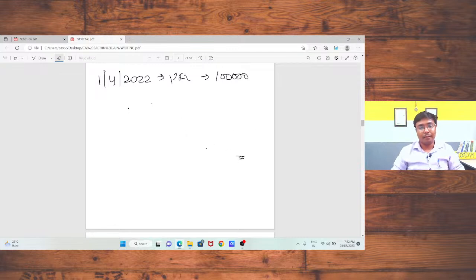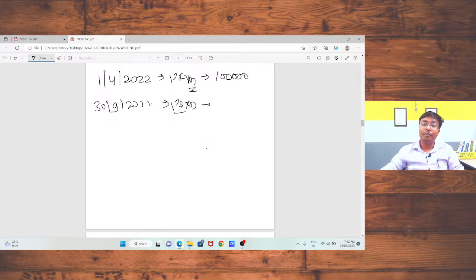So I bought a plant and machinery for 1 lakh rupees on 1st April 2022, and on 30th September 2022 I am going to sell that plant and machinery. In that case, the time period is 2 quarters.